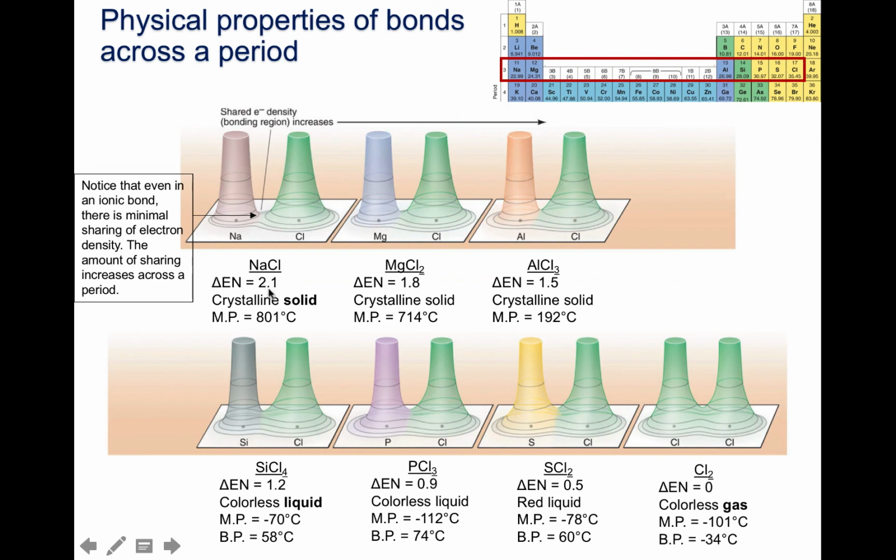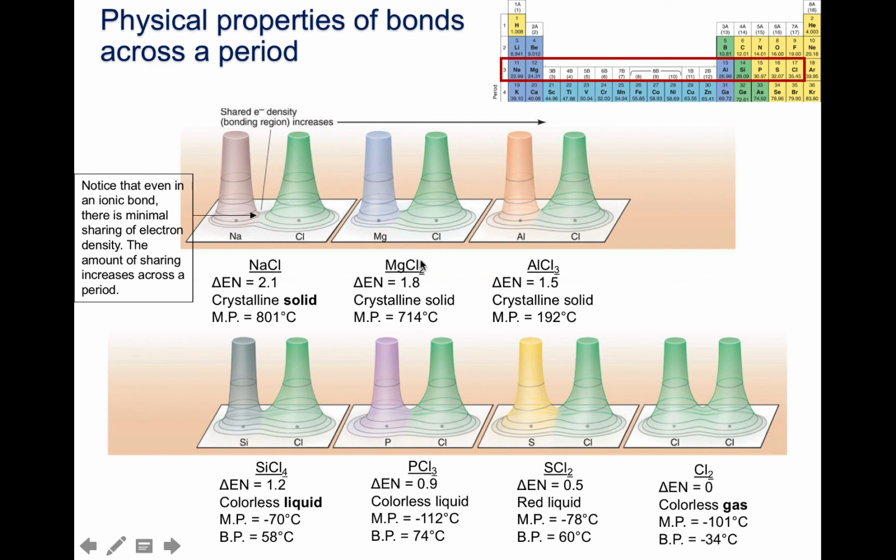And so the difference in electronegativity for sodium chloride would be the highest of this set, and it has the most ionic character. It's going to be a crystalline solid at room temperature, and it's going to have a very high melting point. As we start moving across, the difference in electronegativity is going down, and for substances that we would characterize as ionic, they still have properties that are characteristic of ionic compounds.